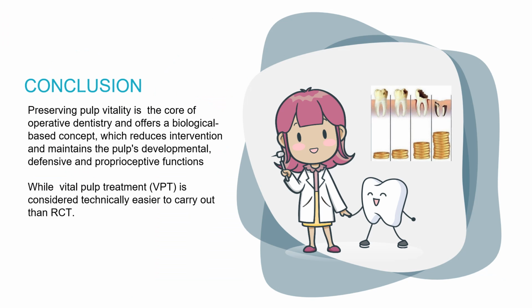So to conclude, preserving the vitality of the pulp is the core of operative dentistry, and it offers a biologically based concept which reduces the intervention and maintains the pulp's developmental, defensive and proprioceptive functions. And vital pulp therapy is technically easier to carry out than RCT.